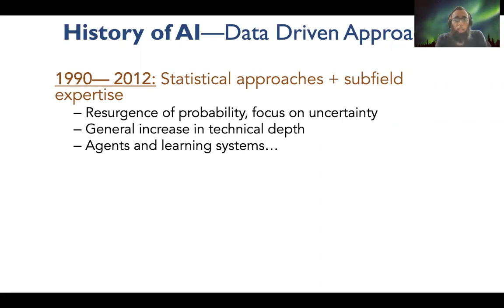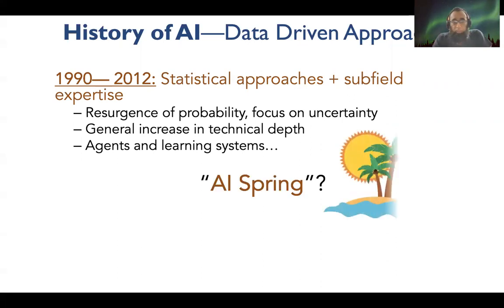So this was a time in which there was a resurgence of probability. There was a focus on modeling uncertainty. There was a general increase in the technical depth and proficiency of these AI models, and agents and learning systems were created. And after the AI winter came this AI spring. Again, optimism arose. There was a lot of interest and people could make a lot of money.